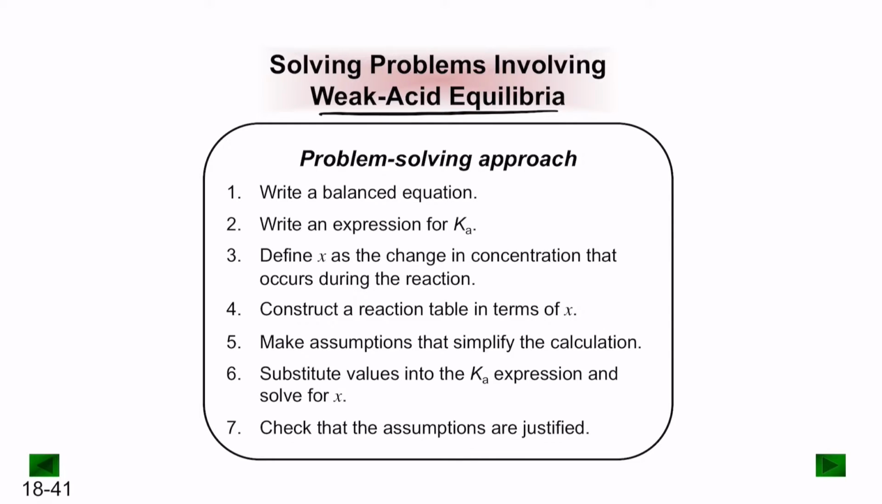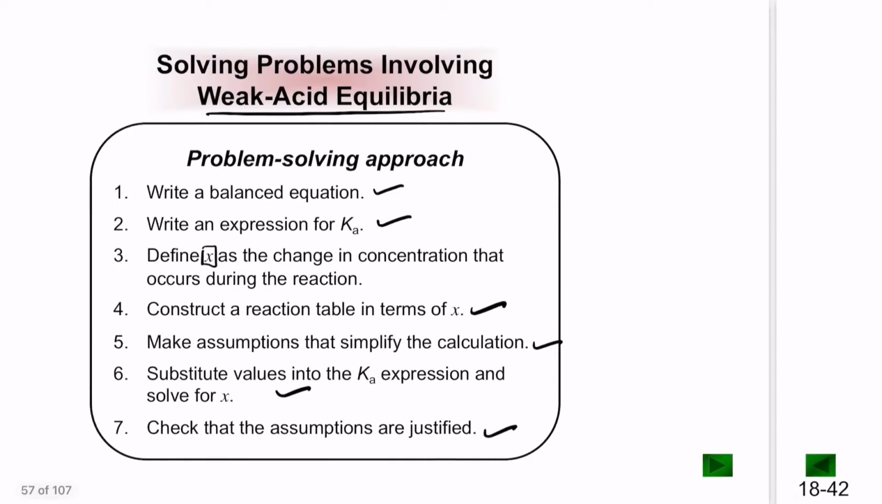So the problem solving approach starts with writing the balanced equation, writing the expression for the acid ionization constant, defining X as the change in concentration. And then constructing a reaction table, finally making assumptions and substituting values into the Ka expression and solving for X. Finally, check that the assumptions are justified.